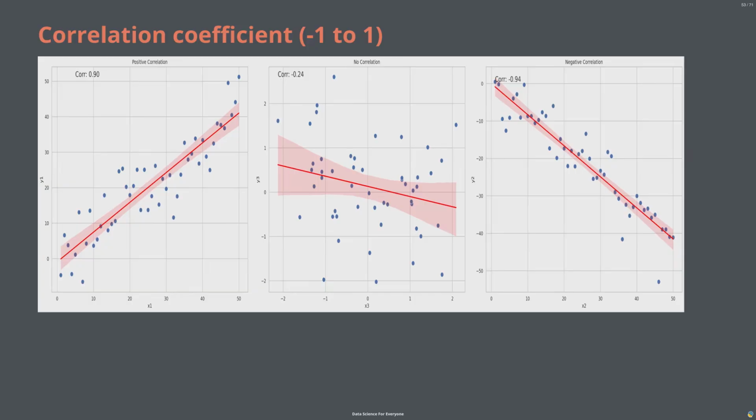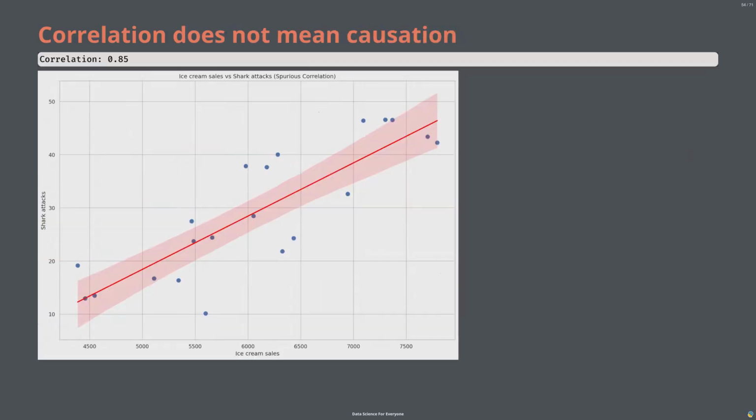When the correlation coefficient is more than 0, it means that the variables are positively correlated, where an increase in x leads to an increase in y. When correlation coefficient is less than 0, it means that it has negative correlation, where an increase in x causes a decrease in y. And when the correlation coefficient is close to 0, it means that the variables are not correlated at all. Correlation doesn't mean causation.